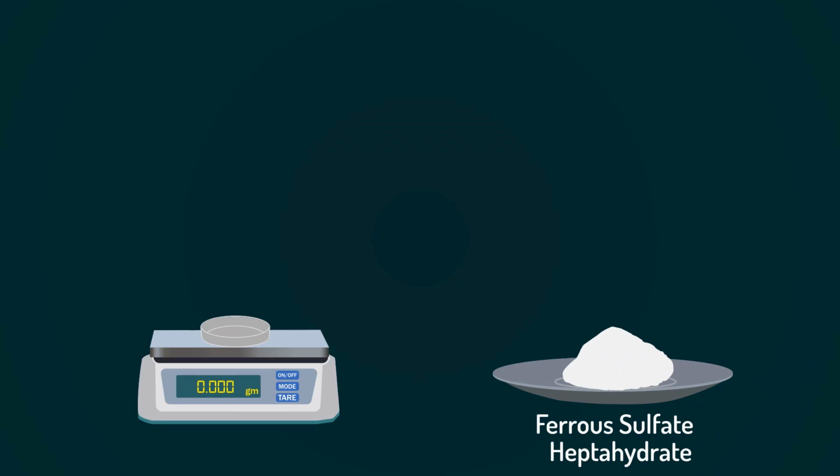First of all, take a weight balance and power it on. Now, put a Petri dish on it. Don't forget to tare it down. Now, add ferrous sulfate heptahydrate into the Petri dish with the help of a spatula. Weigh precisely up to 0.23 grams.